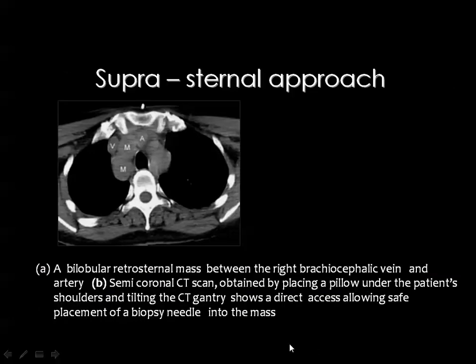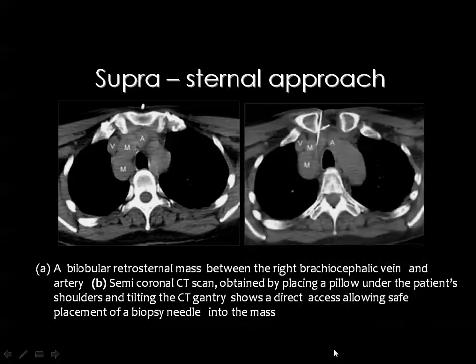Then the suprasternal approach, and here you have multiple lesions, and you have an artery, and you have a vein. Actually, the importance of injection of contrast media is very clear here, and you put your needle above the manubrium sterni. Then, in an oblique way downward, you push your needle until you reach your target.